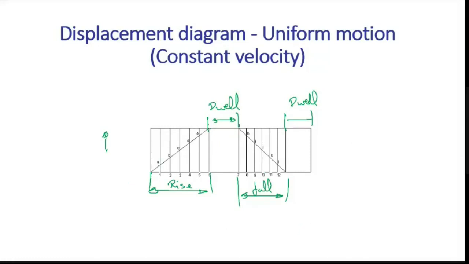So for uniform velocity, if they say that you have a rise for 90 degrees, make a rectangle from 0 to 90 degrees. Split this into 8 equal parts, whatever it is.